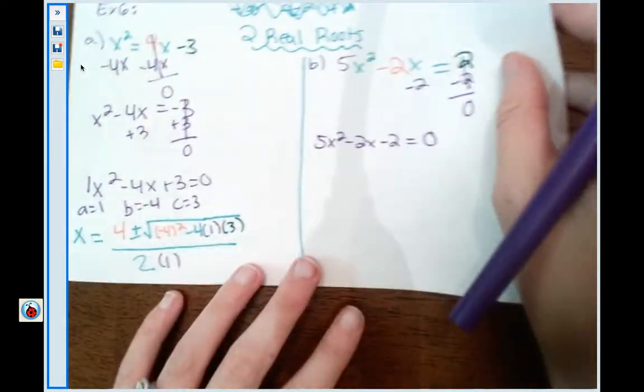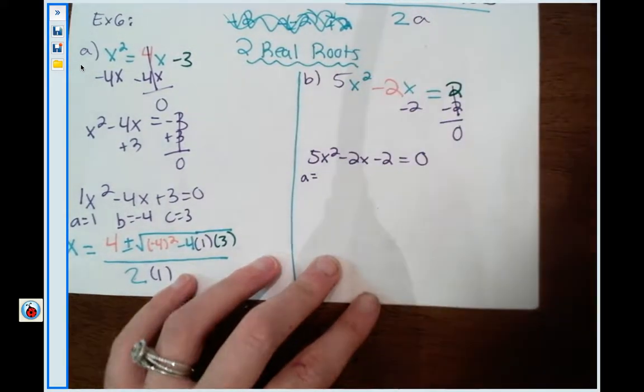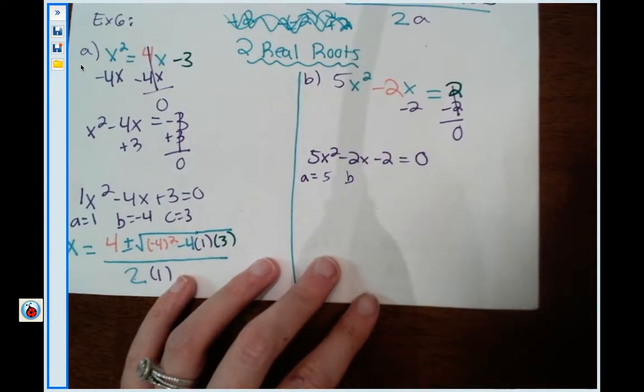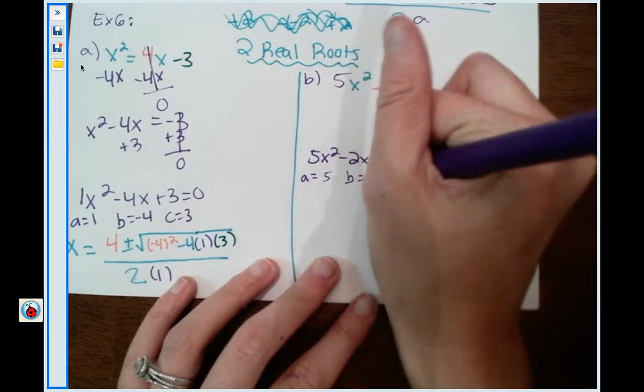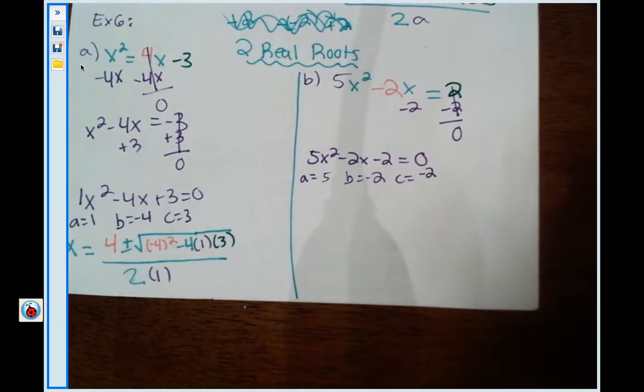Alright guys, next step. I like to identify the a, the b, and the c next. So my a is the number in front of the x squared, which is the 5. My b is the number in front of the x, which is negative 2. And my c is the number without the variable, which is negative 2. Alright guys, let's get going.